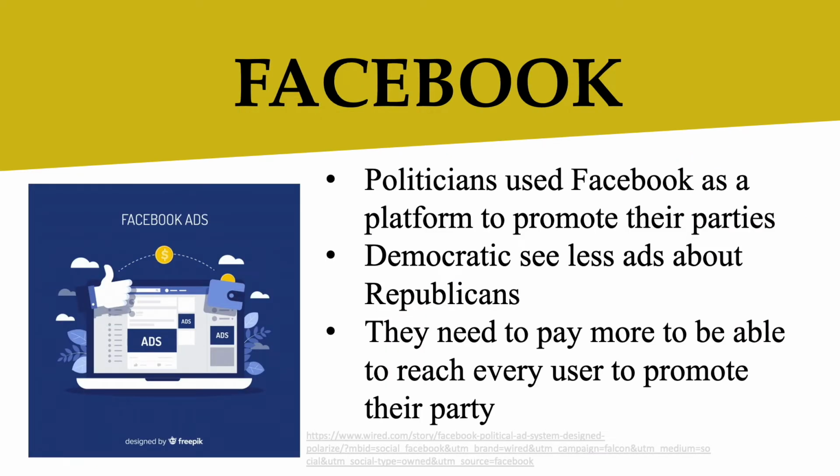One of the assigned readings for our group is about how Facebook political ads work. From the article How Facebook Political Ad System is Designed to Polarize, published by Wired.com, it was mentioned that Democratic Party users could see fewer ads by Republicans, while the Republican users could still see ads by the Democratic Party. This could be bad for the Republicans because some users who support them might think otherwise just by seeing what the Democratic Party has to offer. In order for the Republicans to reach Democratic supporters who are on Facebook, they will need to pay more.